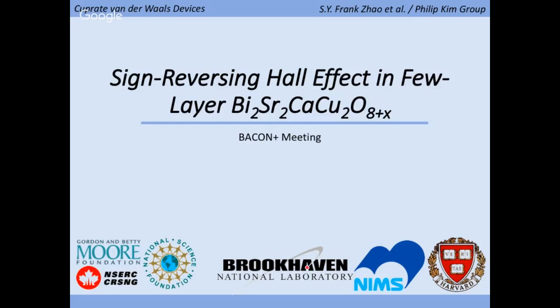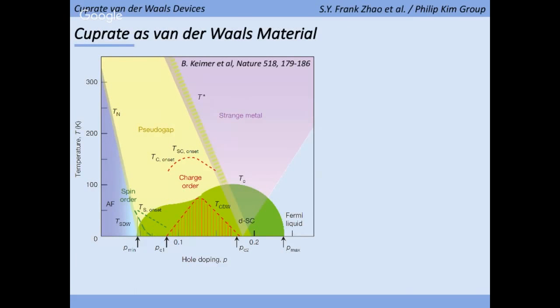I'm Frank Zhao from Philip Kim's group down the street from here. What we've been trying to do in the last couple of years is expand the library of van der Waals materials that we have to include the high-temperature cuprate superconductors. These are some of the most interesting materials available to condensed matter physics, because you have a superconductivity which depends on exactly which member of the family you're working with, and which is high enough that you can access it using liquid nitrogen temperatures. In addition to the superconducting state, you also have access to a wide variety of different electronic states if you can simply tune the carrier density in the same material.